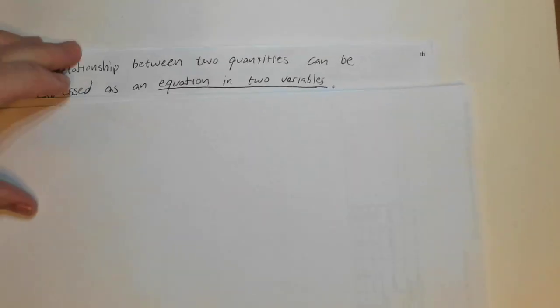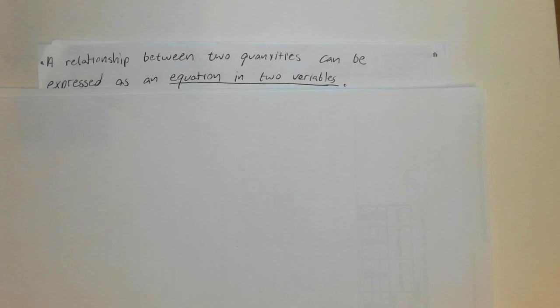All right. Now, moving on. A relationship between two quantities can be expressed as an equation in two variables.